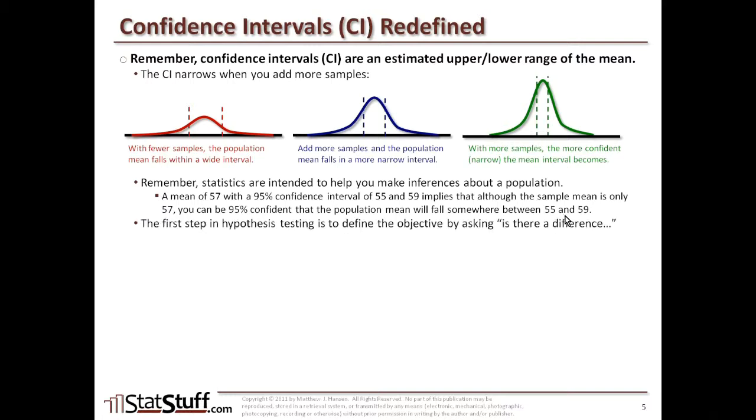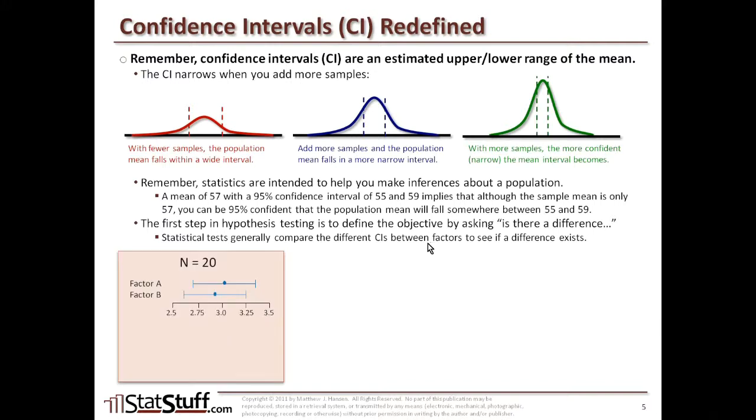So the first step that we have in hypothesis testing is to define the objective by asking, is there a difference between something, or whatever it is that we're comparing? Now, the statistical test generally will compare the different confidence intervals between factors to see if that difference actually exists.